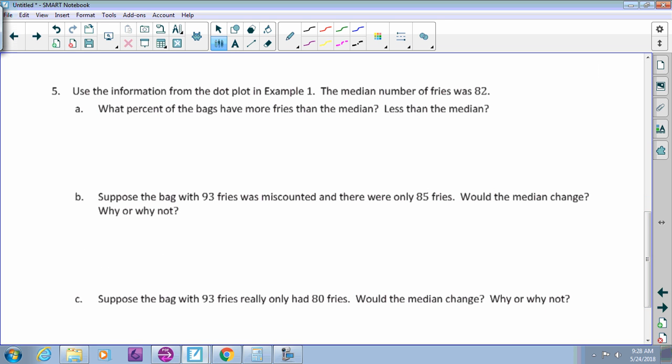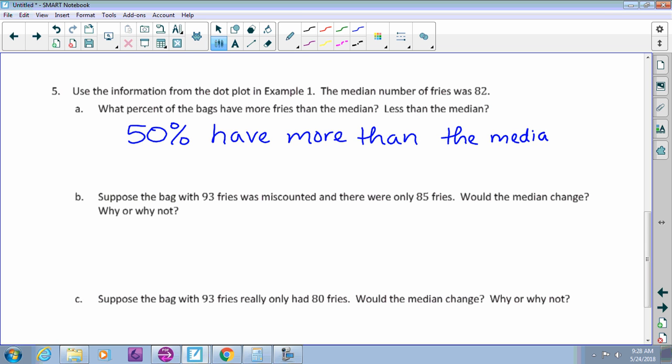Okay, number 5 says, what percent of the bags have more fries than the median? They're trying to beat this concept into your head metaphorically. What percent have more than the median? Half. So what half, you don't say half percent, is 50%, right? So 50% is higher than the median. 50% have more than the median, which in this case was 82. And 50% have less.